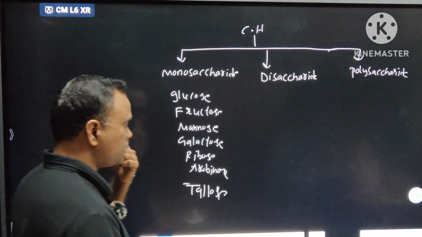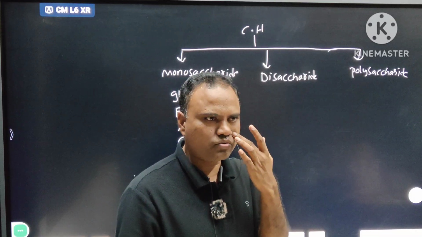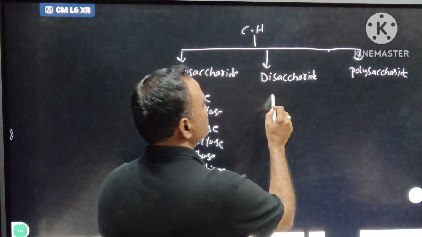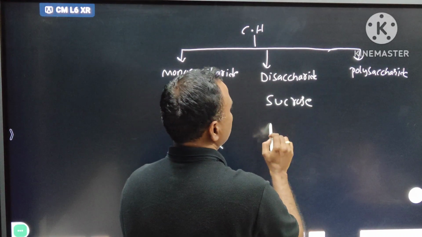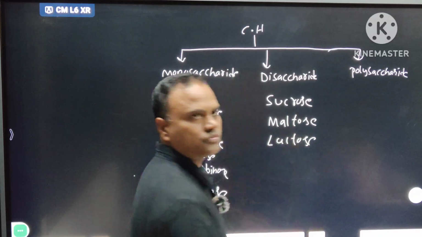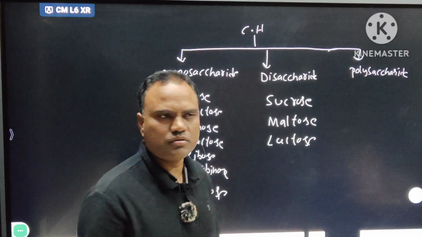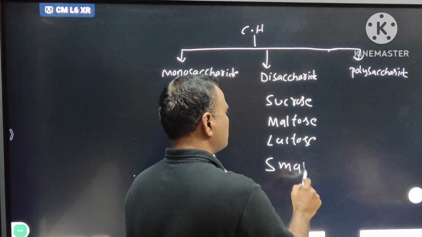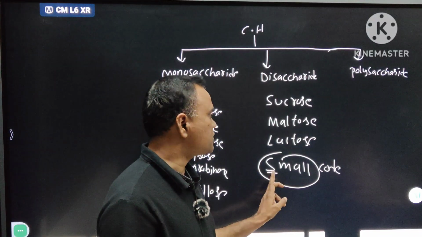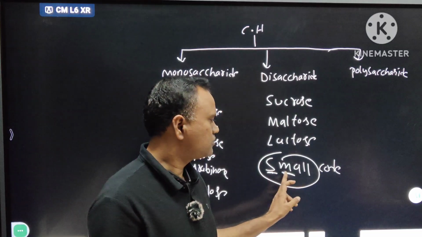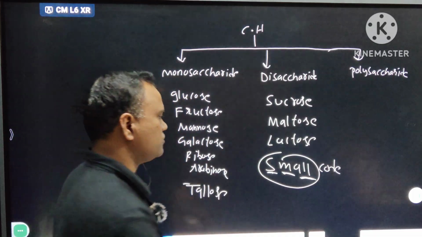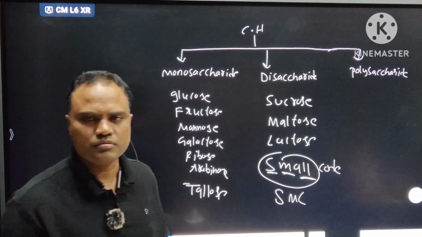Okay. And the disaccharides definition is okay. They give two smaller carbohydrates. What are they? Sucrose, maltose and lactose. Sucrose, maltose, lactose. Remember this code, small. S stands for sucrose, M for maltose, L stands for lactose. SML. Small. Okay, disaccharides.